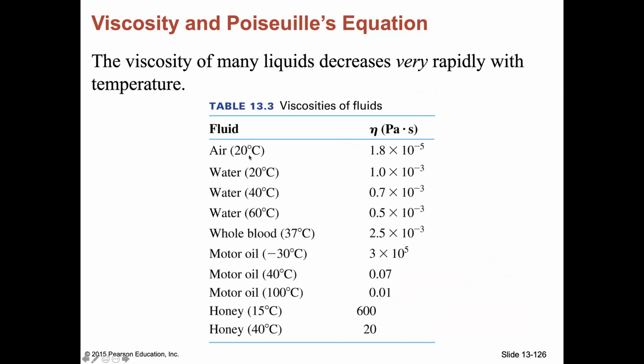For example, for air, the viscosity is really low, so this coefficient is low. And for honey, it has a very high viscosity coefficient. It's 600 at 15 degrees, and it gets smaller when you heat the honey to 40 degrees.